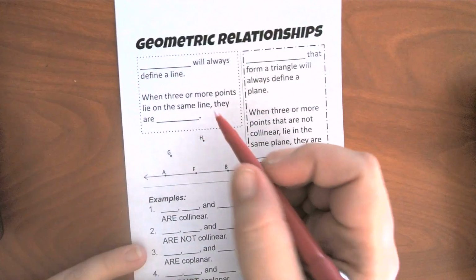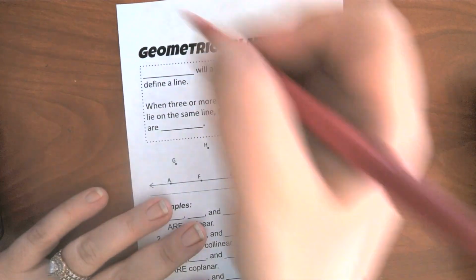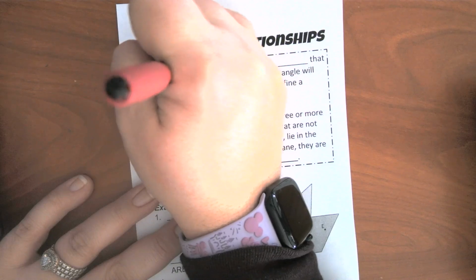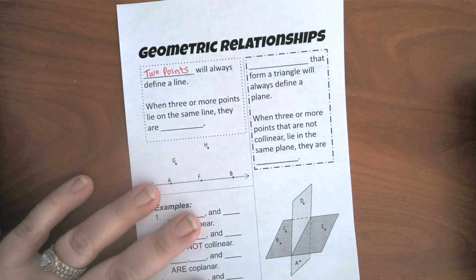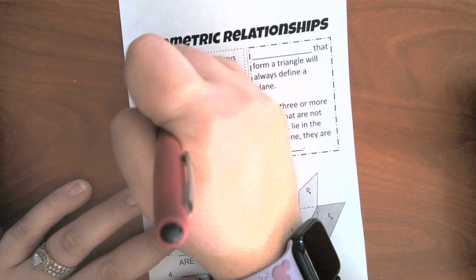So first we're going to fill in the box here. Blank will always define a line. So it only takes 2 points to make a line. Some lines have more than 2 points, but you can have at minimum 2 points and then you have a line. When there's 3 or more points that lie on the same line, we call them collinear.